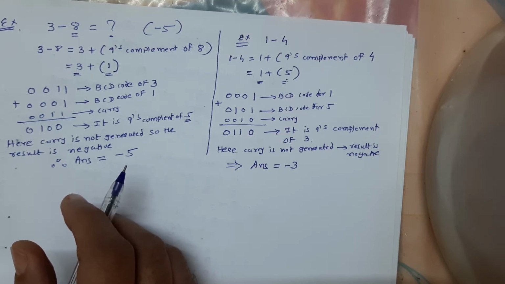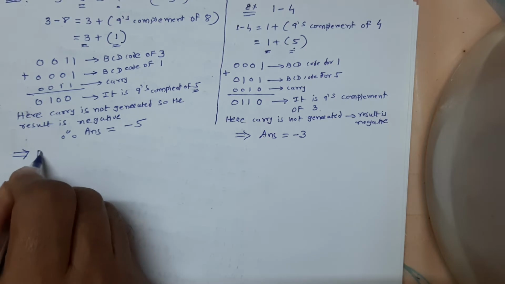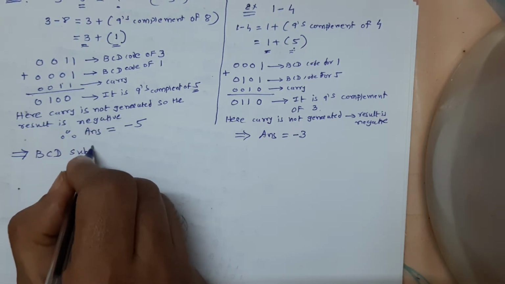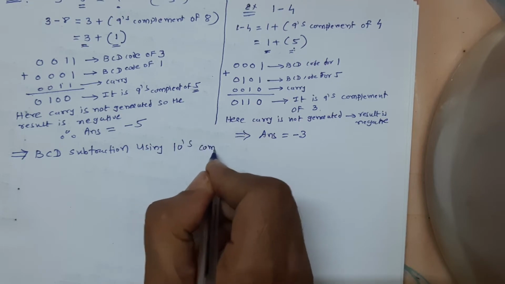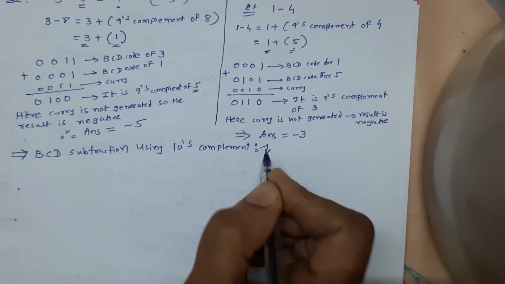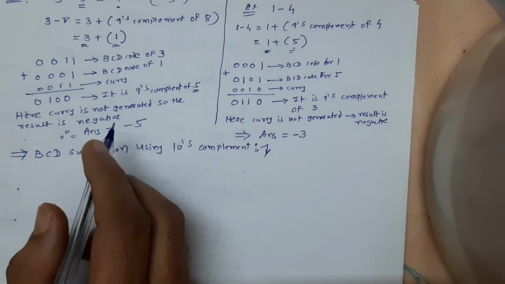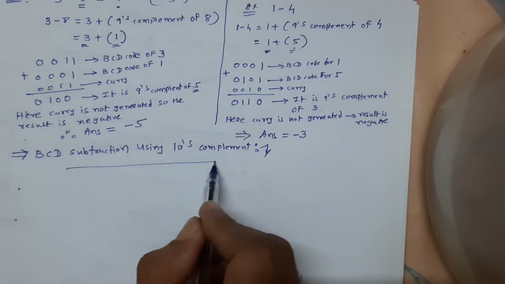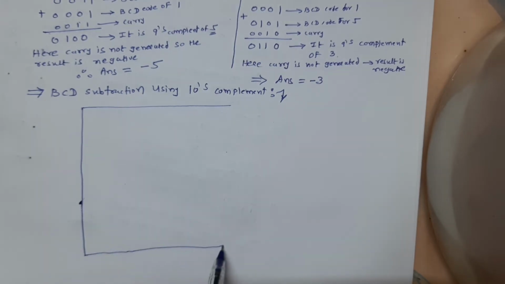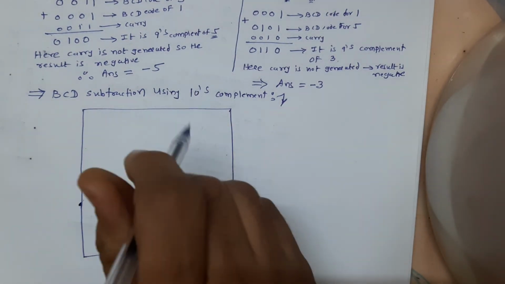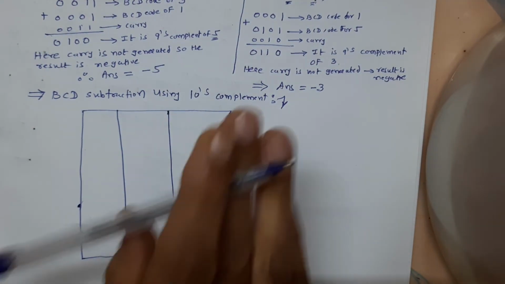Now we will discuss BCD subtraction using 10's complement. How to find out BCD subtraction using 10's complement? So this is our table. This is our decimal digit. This is our 9's complement, and the last one is the 10's complement.